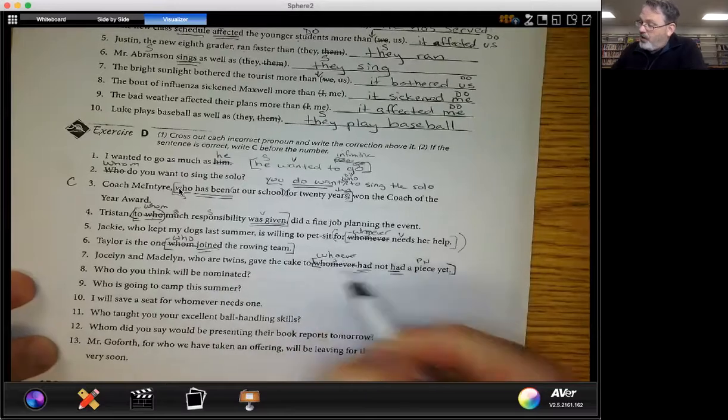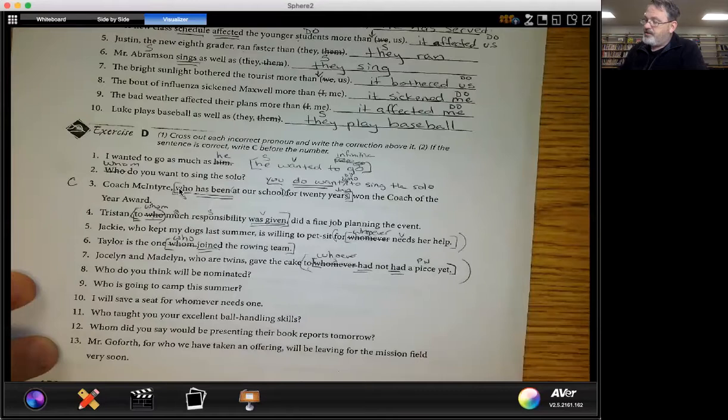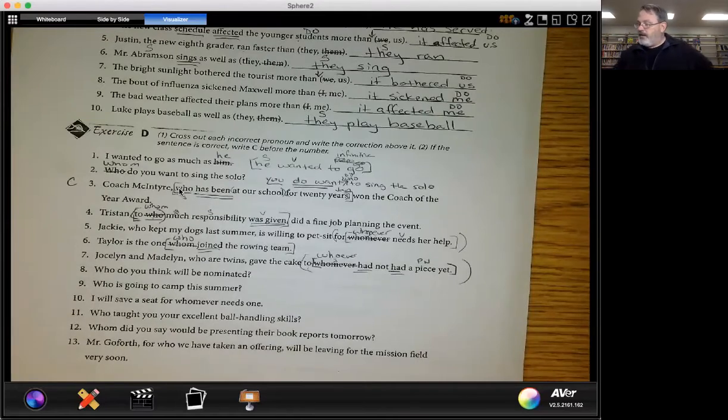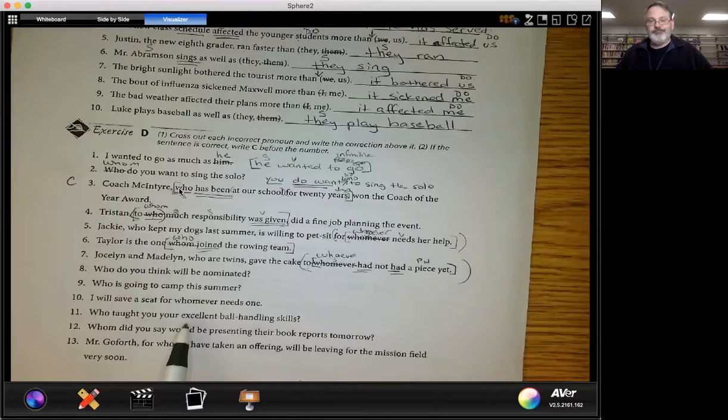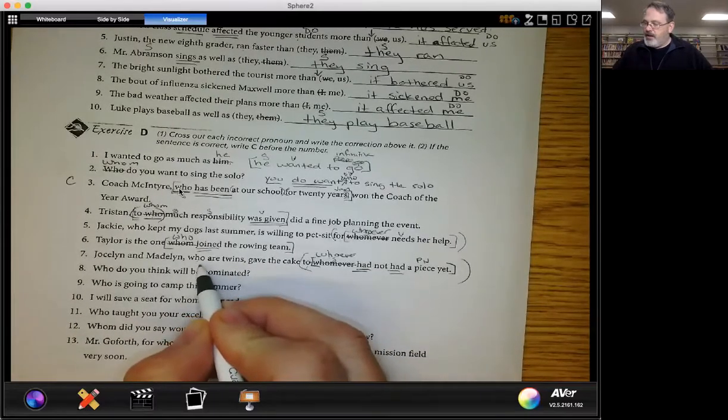But again, this whole clause is being used as a noun to be the object of the preposition in the prepositional phrase to whoever had not had a piece yet. It'd be just like saying, Jocelyn and Madeline, who are twins, gave the cake to Bill. Bill would be the object of the preposition. But instead of Bill, we're using this big clause to represent it. And inside that clause, whoever is the subject. I know. It's tough.